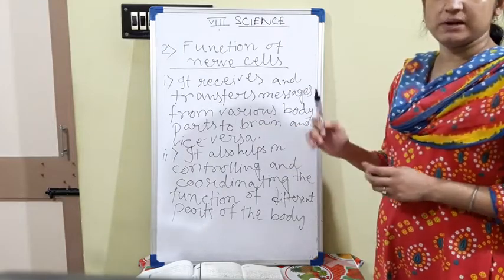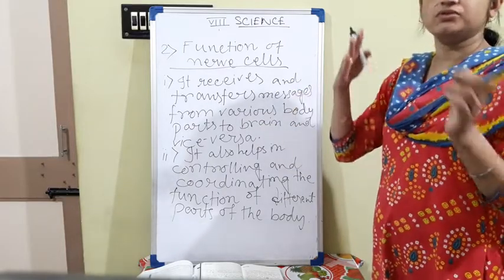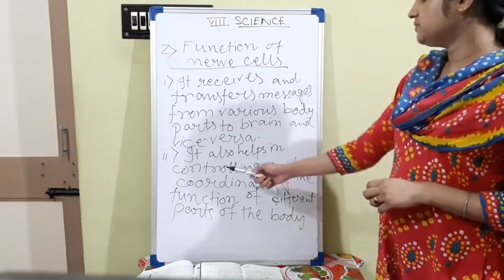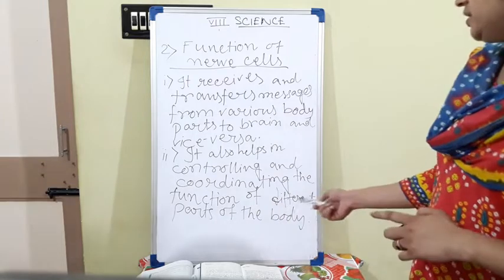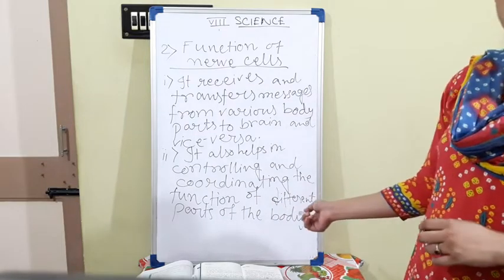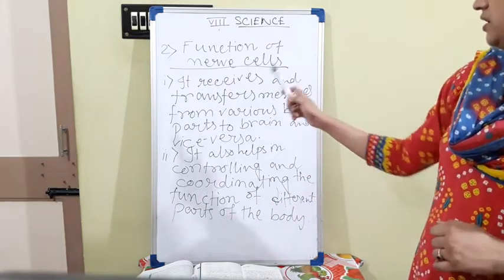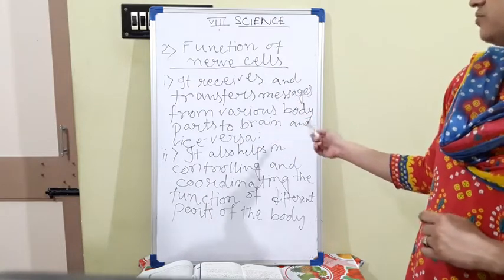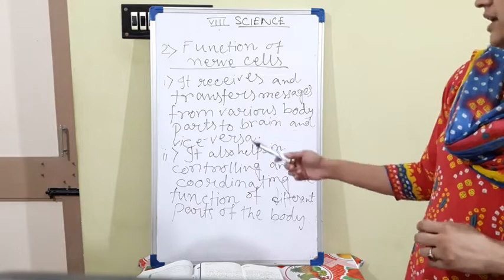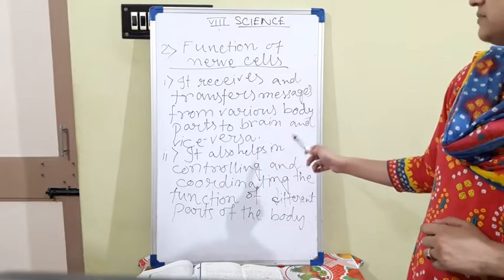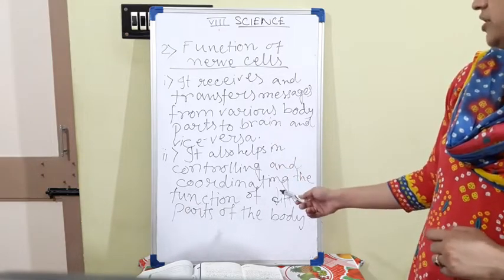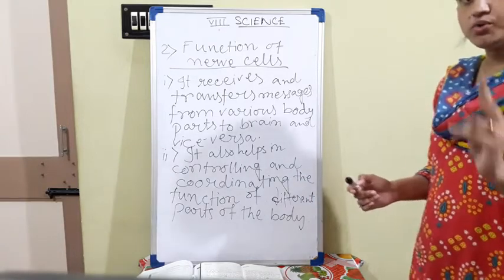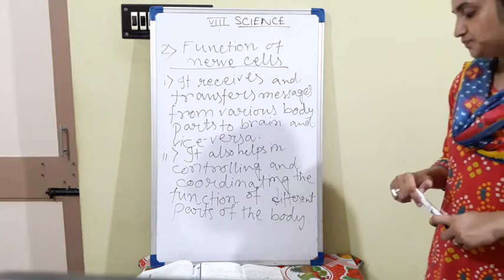So the two functions of the nerve cell, first one, it receives and transfers messages from various body parts to brain and vice versa. Vice versa means opposite, brain to body parts. And another function, it also helps in controlling and coordinating the functions of different parts of the body. Okay, I repeat: it receives and transfers messages from various body parts to brain and vice versa. Second one, it also helps in controlling and coordinating the function of different parts of the body. So, two functions of the nerve cells.